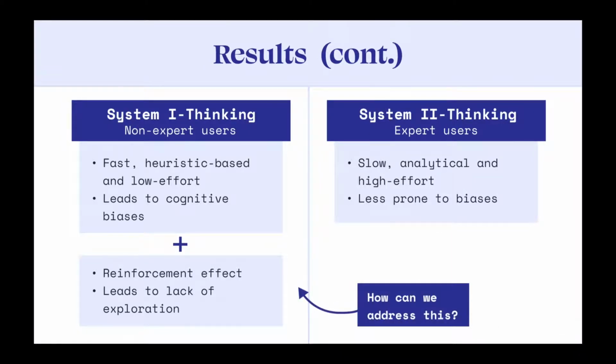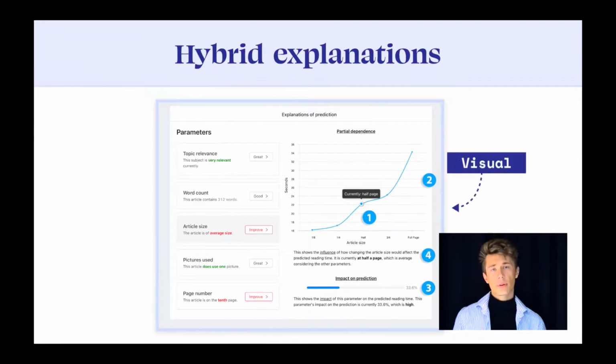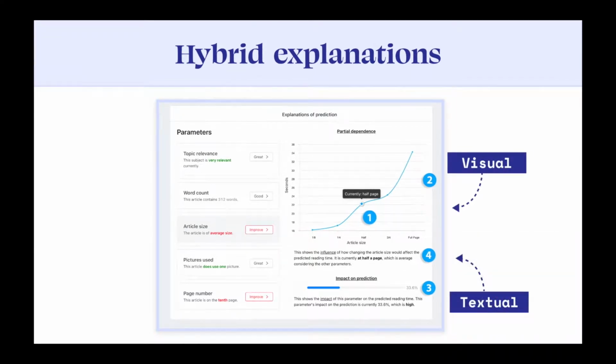So there is a clear hurdle to overcome regarding non-expert users and their System 1 thinking, and them still preferring the visual explanations. So, how can we address this? One solution that we came up with are hybrid explanations, that essentially combine the aforementioned visual and textual explanations. While adding this new textual explanation does not introduce any new information, we hypothesize that it will aid users in correctly understanding the visual explanations that are also there.